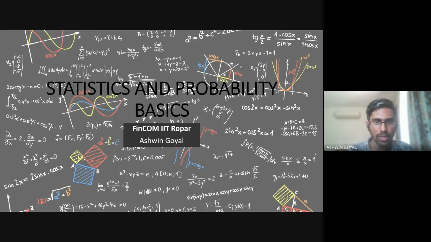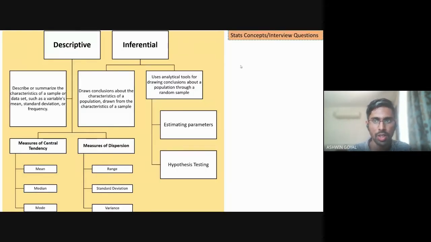Right. So let's start with the basic classification of statistics. There are two types of statistics. One is descriptive, second is inferential. The first one, descriptive, essentially describes the data, right? It summarizes the characteristics of a sample or data set. I'll tell you the difference between a sample and a population in just a bit. So a sample, think of it this way: a sample is basically one part of the data set. And so it describes or summarizes the characteristics of a sample or data set.